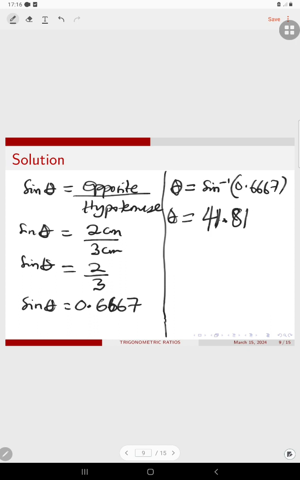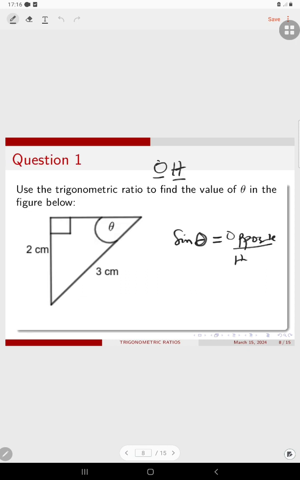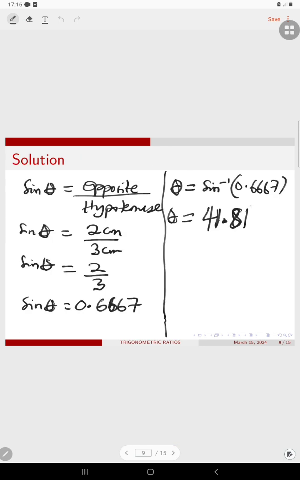41.81. I want to leave my answer to 2 decimal places. So 41.81. But theta is an angle. It's an angle. So I'll add degrees. I hope you are following. Great.